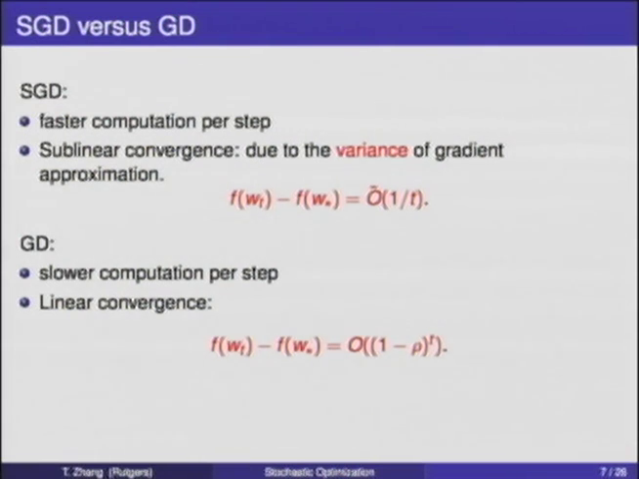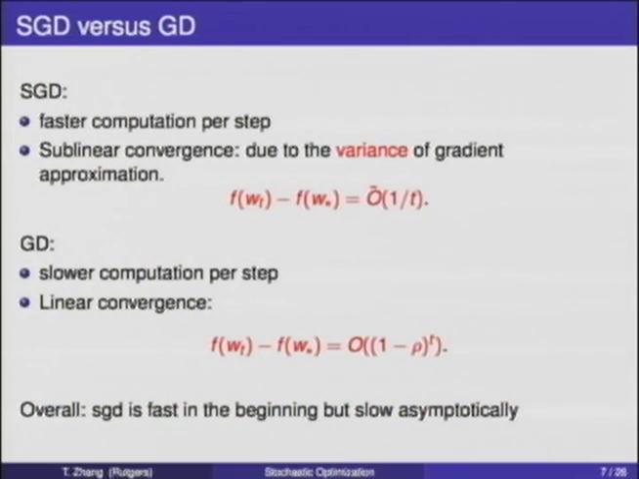SGD, of course, has a faster computation per step because you don't use the full sample, you use a smaller sample. You get a slower rate. This 1/t rate is because of variance. You introduce a variance in the gradient approximation, and that variance basically is 1/t, so you cannot get rid of that. For gradient descent, we know it's a worse computation per step, but it has no variance. Therefore, you have a geometric rate of convergence for the same kind of problem, strongly convex and smooth.